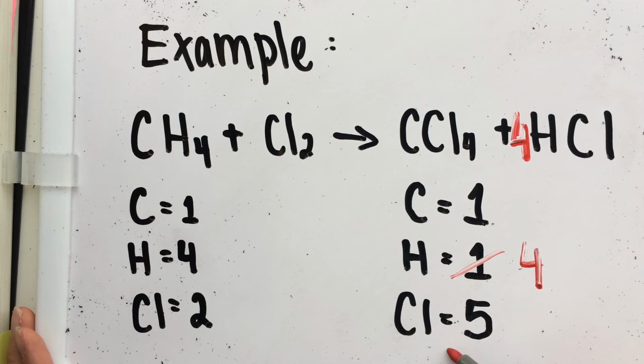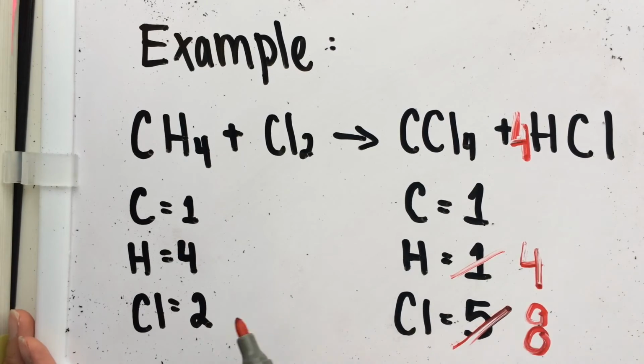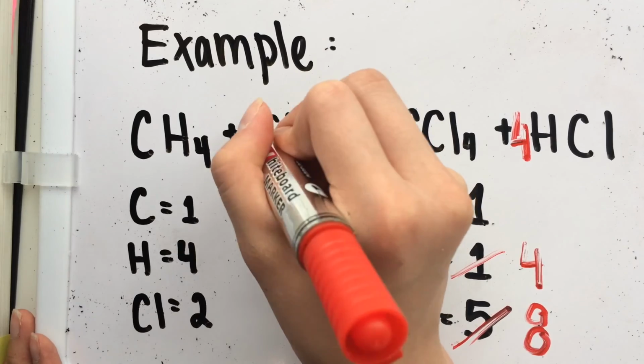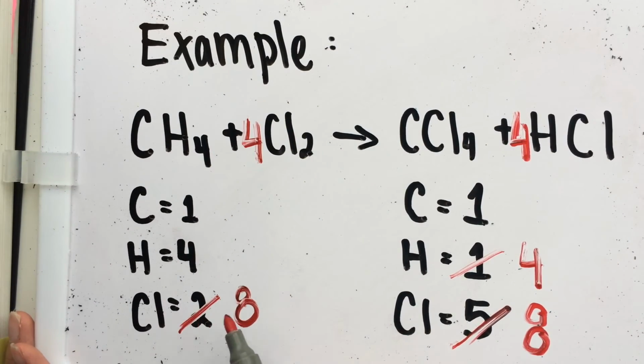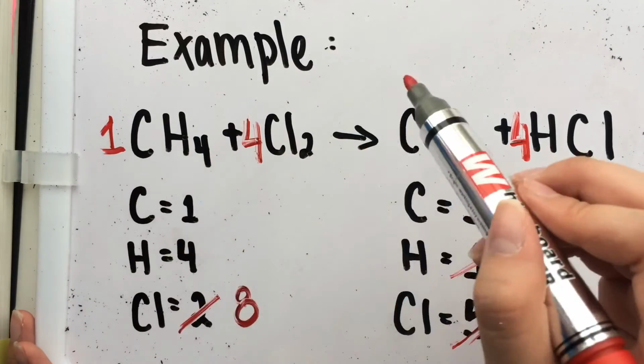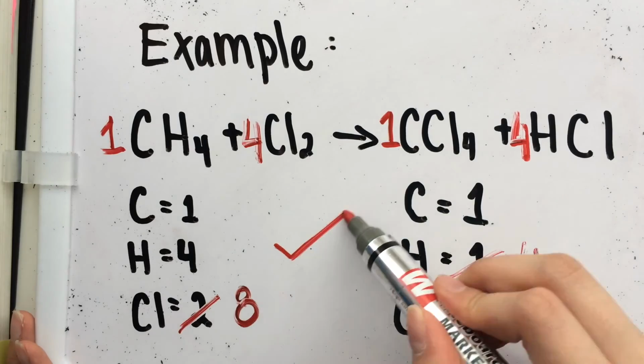But since we now have an increased amount of hydrogen atoms on the product side, we now have 4 hydrogen atoms and a total of 8 chlorine atoms. 4 from the CCl4 to begin with, and our 4 molecules of HCl. Now, if we compare the number of atoms we have on the reactant side and product side, we only have 2 chlorine atoms on the reactant side. So in order to balance our chlorine, we need to add a 4 coefficient in front of Cl2. That means we now have 8 atoms of chlorine on our reactant side.